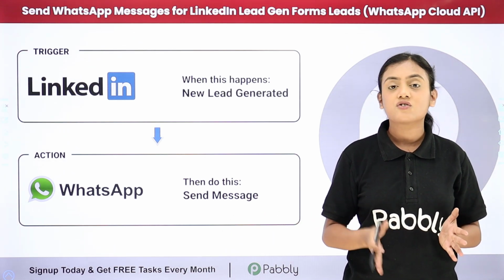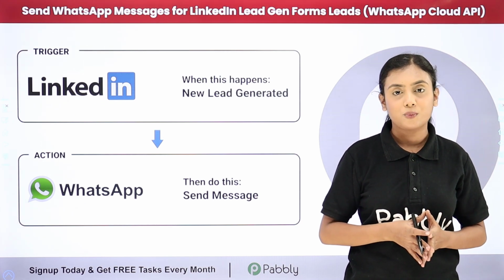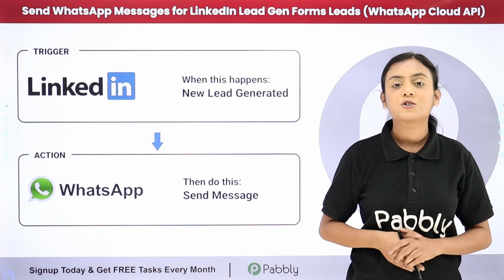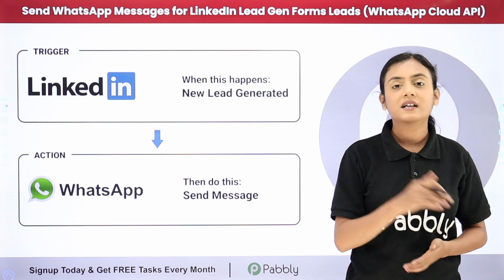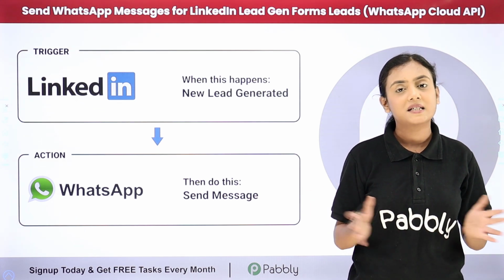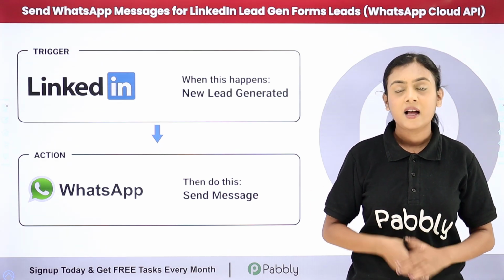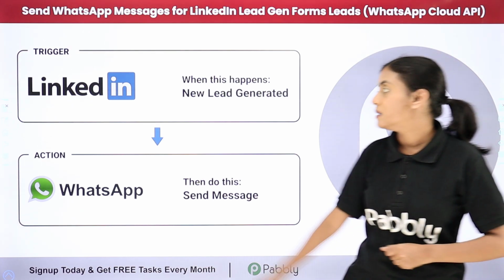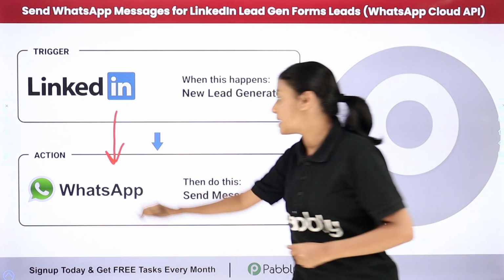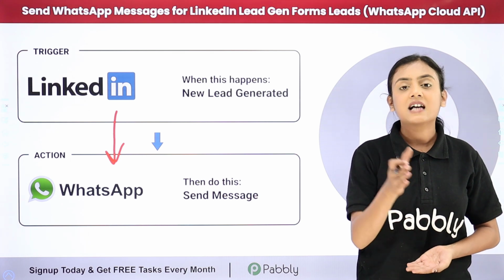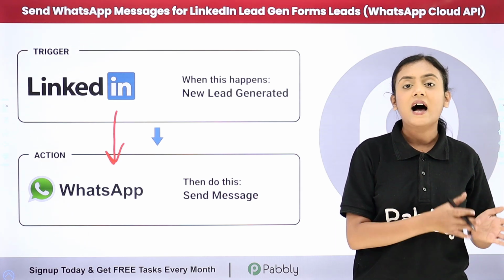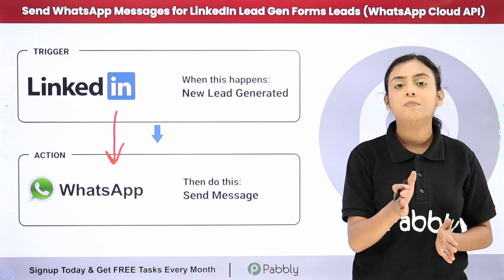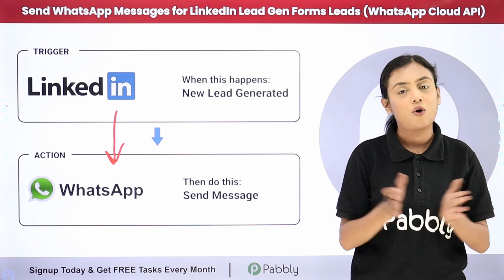Now sending these messages manually is very time consuming. So what I did was I simply automated this entire process with the help of Pabbly Connect, which is an amazing automation and integration software. And here in this automation, we are going to build a connection between LinkedIn lead gen forms and WhatsApp Cloud API. As with the help of WhatsApp Cloud API, I have created a message template with the help of which I am going to forward messages to all my leads.